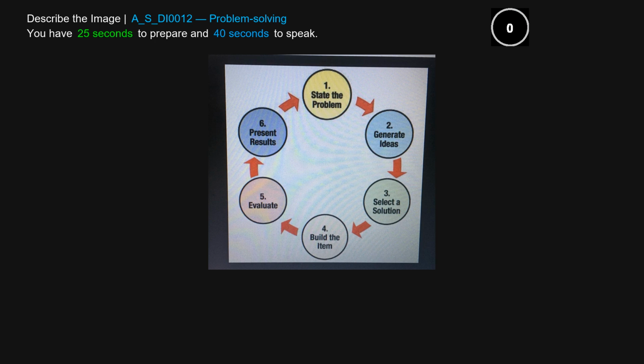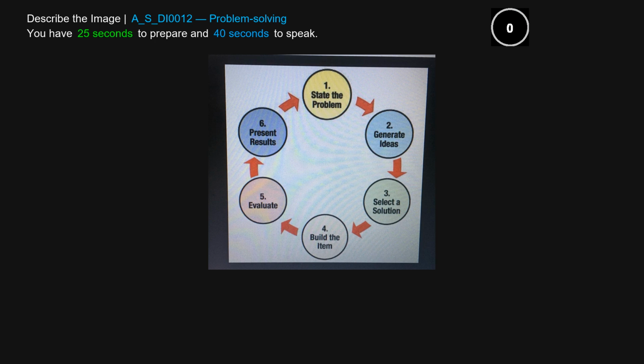So the given flowchart provides crucial information about solving a problem. It's a very informative flowchart and I'm going to talk about it. According to this flowchart, there are a lot of different stages. Starting from stage 1, state the problem, followed by generate ideas. In the third stage, we can see select a solution. In addition, it can be noted that the fourth stage is build the item, the fifth stage is evaluate, and the final stage is present the results. In conclusion, the flowchart was very informative and provided in-depth details about solving the problem.